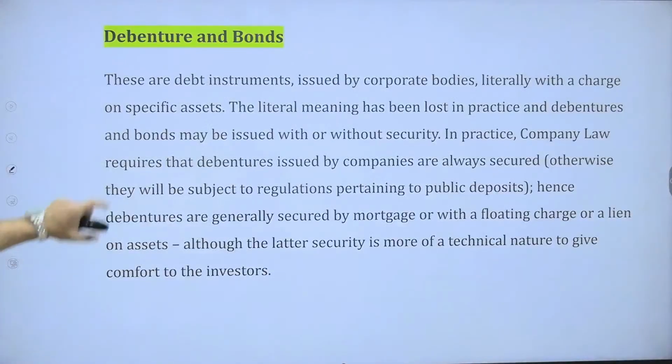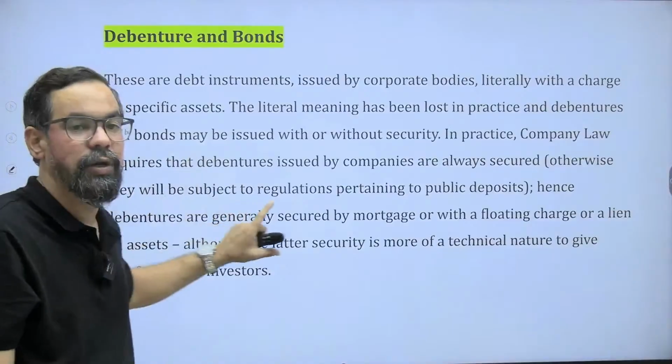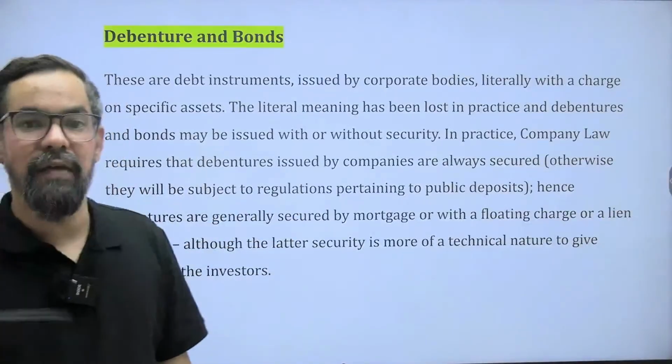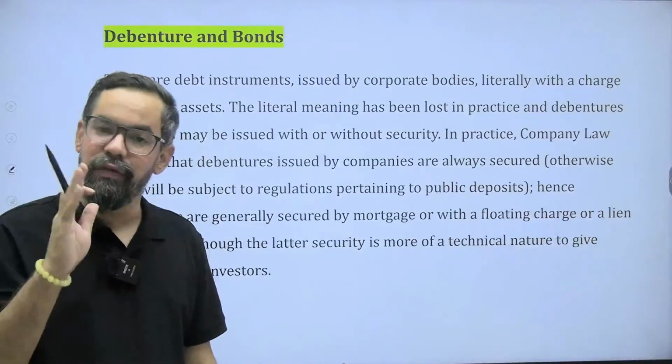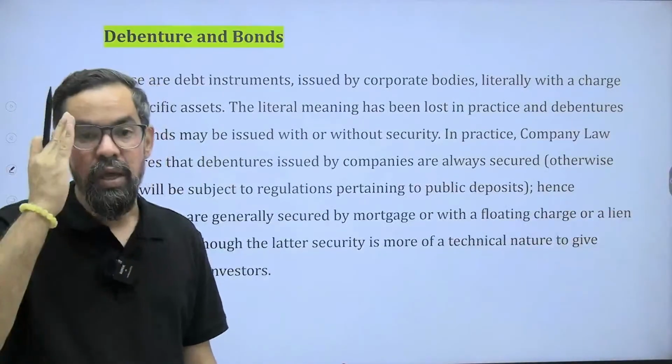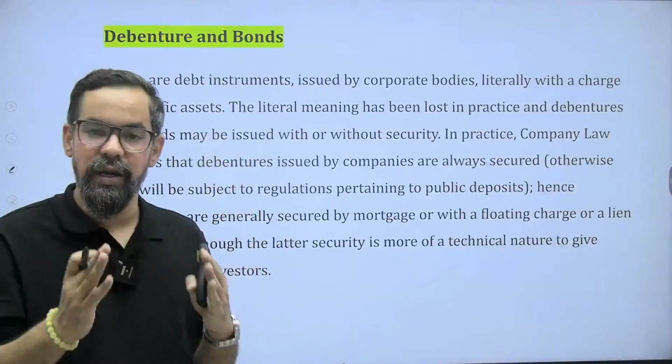Debentures and bonds. The difference between debentures and bonds is mentioned here. Debentures are basically with collaterals. So whenever a company issues debentures, they are kind of a debt. They are kind of a bond. Sorry. So they have a fixed rate of returns and everything.